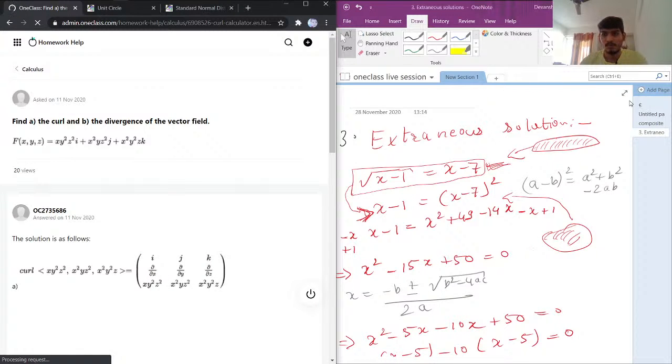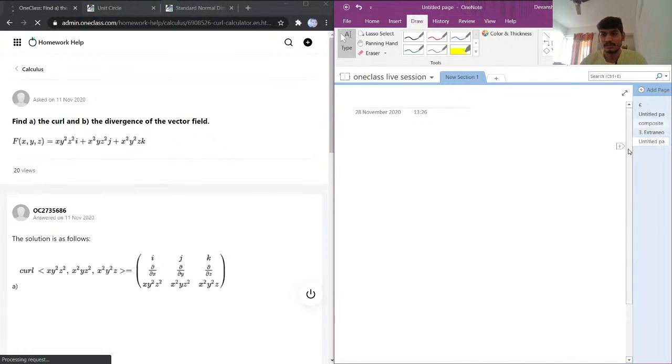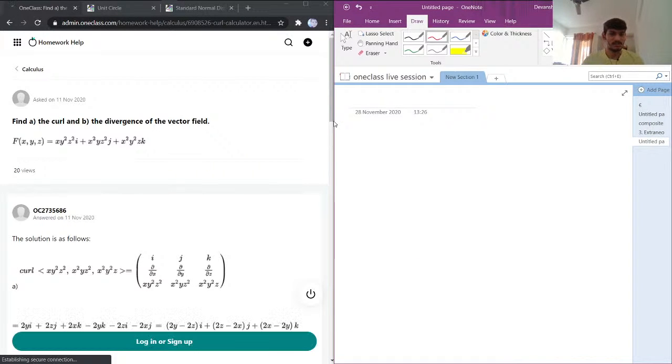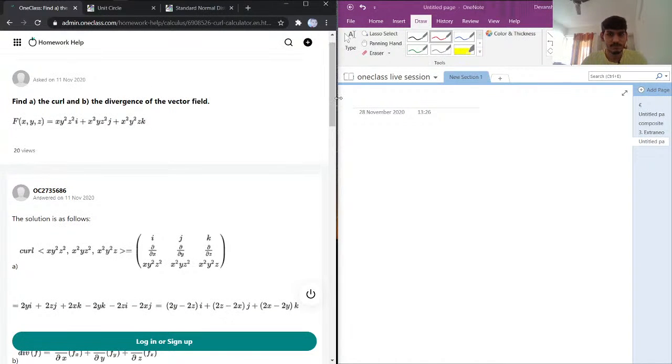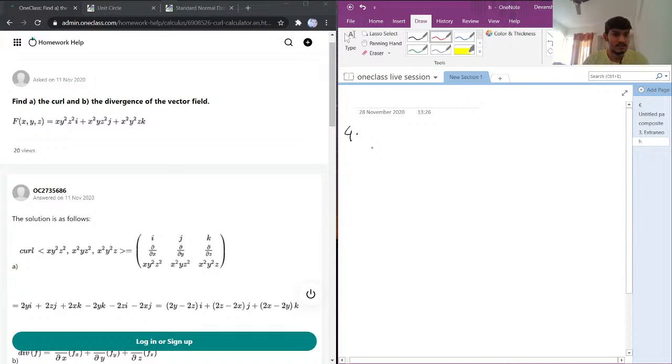So we will move towards our next question. This question is a numerical question. This was 3, this will be 4. So we need to find the curl and divergence of the vector field.